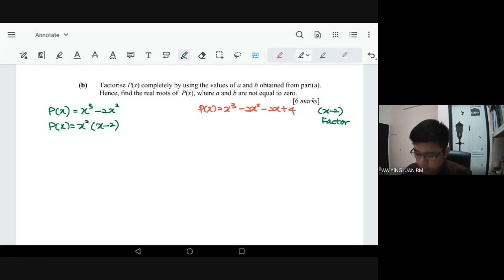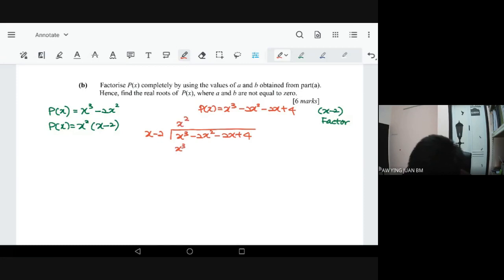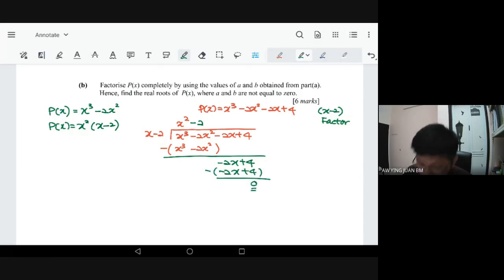Focus on the one in red. We have to make use of long division. Here we have x minus 2 dividing x to the power of 3 minus 2x squared minus 2x plus 4. So x squared, we will have x cubed minus 2x squared. Simplify. We will have negative 2x plus 4. So negative 2, negative 2x plus 4. If we simplify, the remainder is 0.